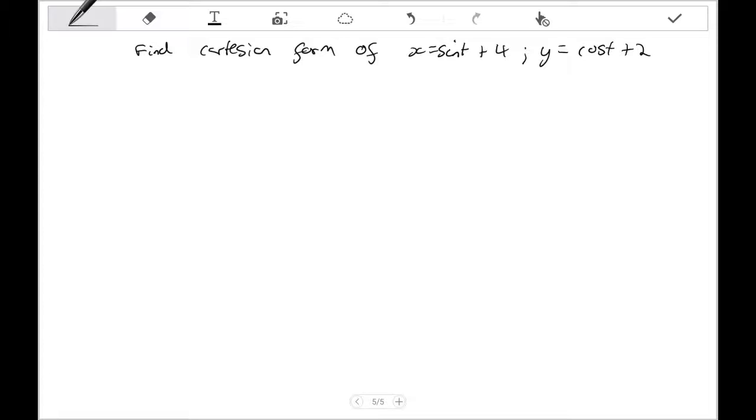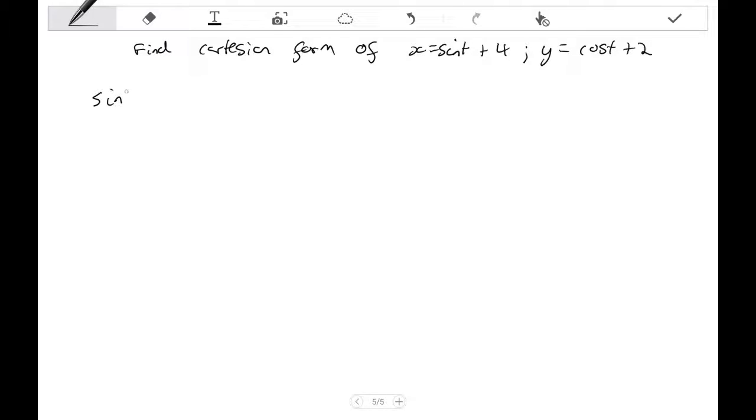Okay, hopefully some of you have maybe come up with an idea. I'm going to show you how you do it. We're going to rewrite both of these equations. If we take the one involving x first, we're going to rewrite this as sine t equals x minus 4. I'm going to label that 1. All I've done is move the 4 to the other side. I'm going to do the same for the y, so I get cos t equals y minus 2. I'm going to label that 2.